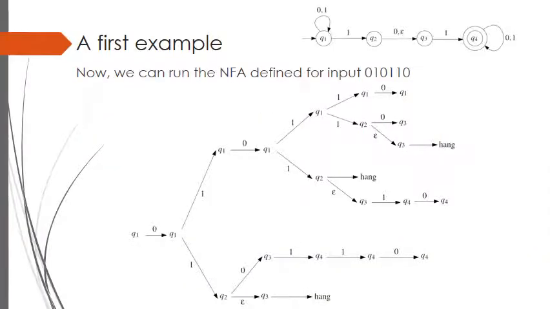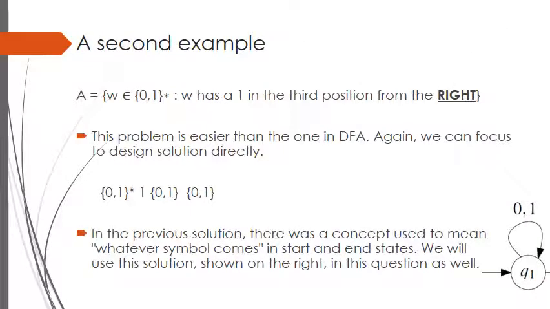Now we can run the NFA defined here for the input 010110. For the first symbol 0, we must start and stay on the Q1. But we have an option for the second symbol 1. We can stay on Q1 or move on to Q2. In this way, you can also examine the tree of possible transitions.